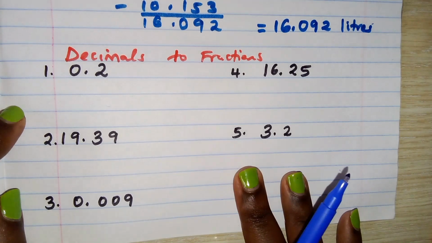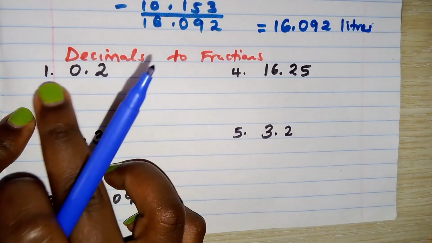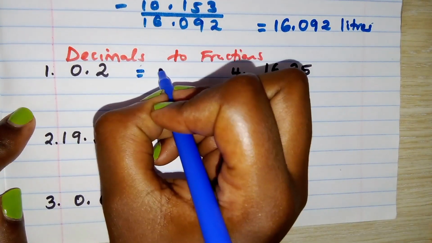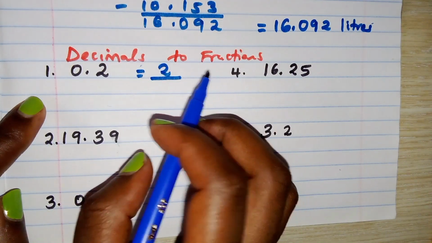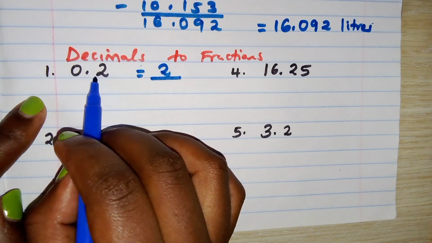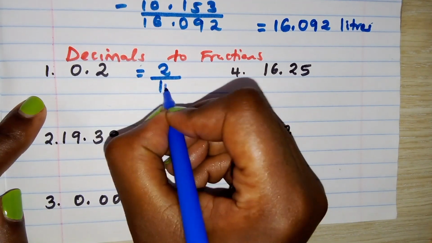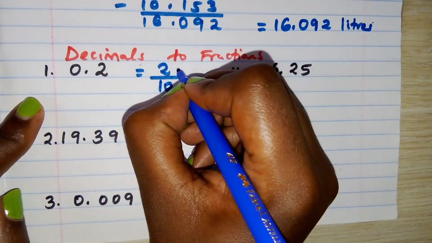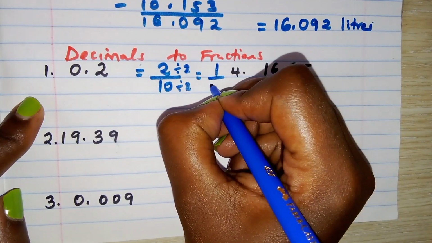Now, decimals to fractions. So the rule with decimal to fraction: you write all the numbers you can see. That number becomes your numerator. So I can see 2, all over something, because it's a decimal. How many decimal places do we have? We only have 1, and that's tenths, because 2 is in the tenths place. So 2 over 10. Remember, with fractions you have to simplify, so divide by 2, divide by 2, and the answer would be 1 over 5.